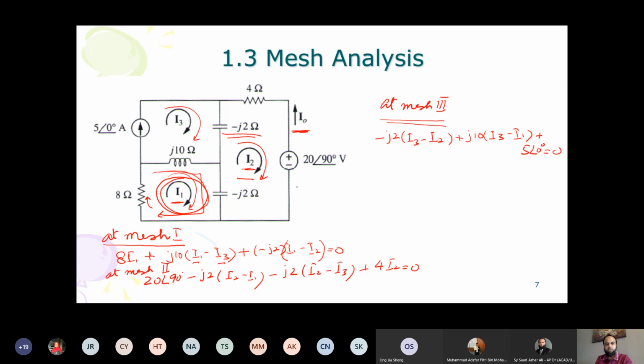Current source. Current source. Okay, yeah, wonderful. If there is a current source in a mesh, then actually we know that particular current, because current in series is the same. So if this is I3 and this is the current source, this means I3 is equal to the source. We don't have to write an equation in which there is a current source. Simply I3 is 5 angle 0 amperes, which we can replace here and here. Any question?